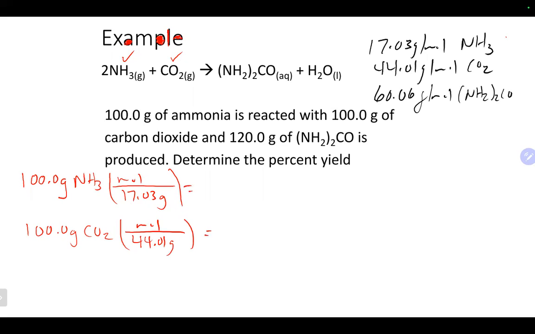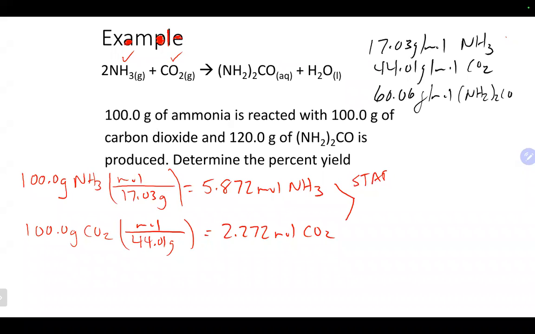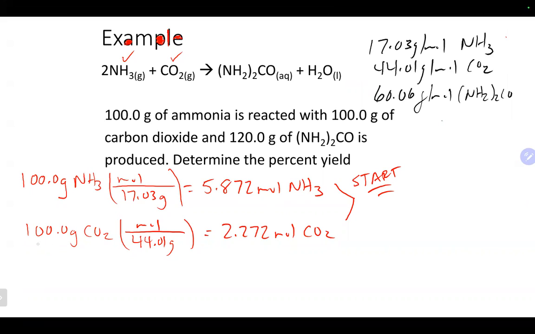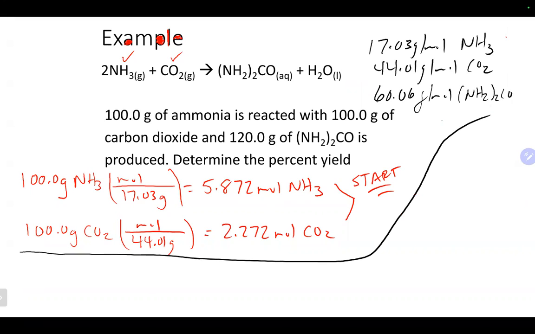That's going to get us 5.872 moles for the NH3, and for the CO2, we will get something like 2.272 moles. Once again, these are basically our starting amounts of each of these. Any questions up to there? Since it is a limiting reagent problem, we're going to take the approach of doing a little calculation to figure out how much CO2 is needed.